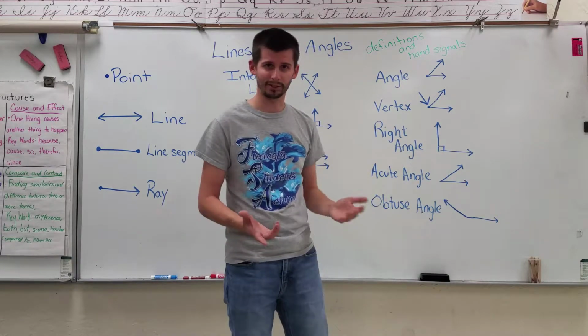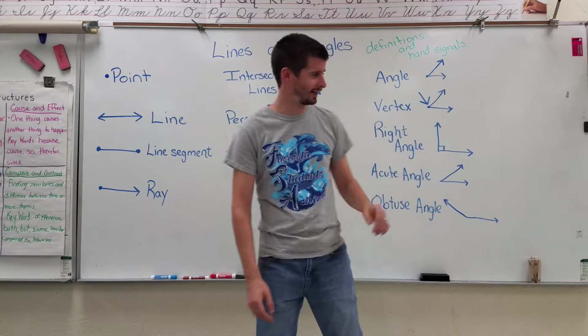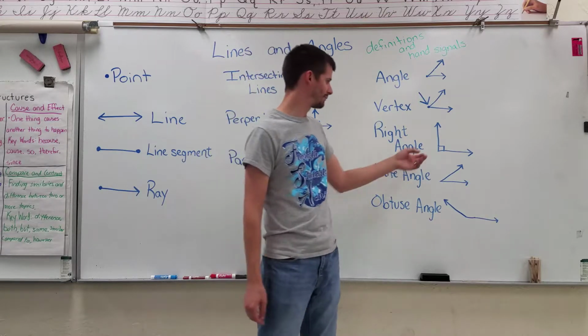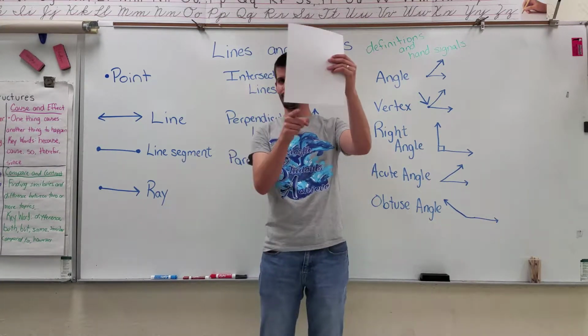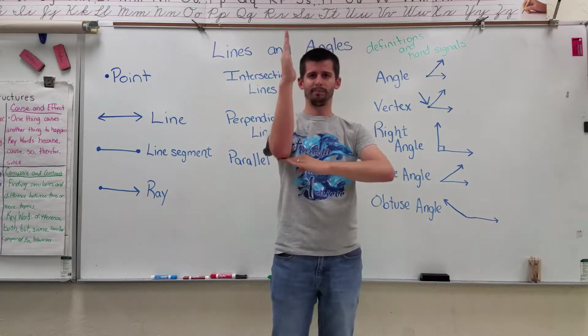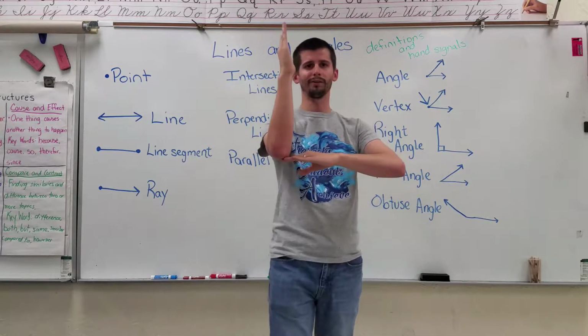Now we're going to get into our special angles. First one we have is a right angle, which we talked about with perpendicular lines. It's a square corner. It's 90 degrees. If you think about a piece of paper, we have the square corner, there's 90 degrees. And we show that just by making a 90-degree angle with our arms. So we have a right angle here.